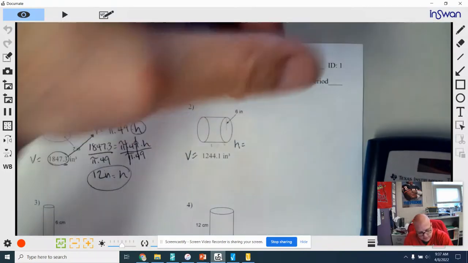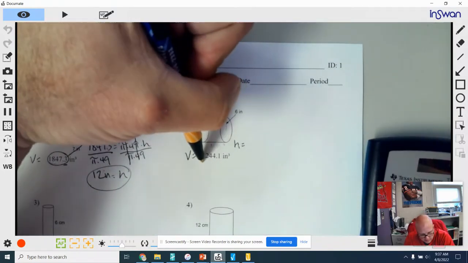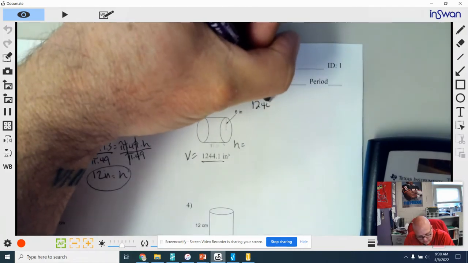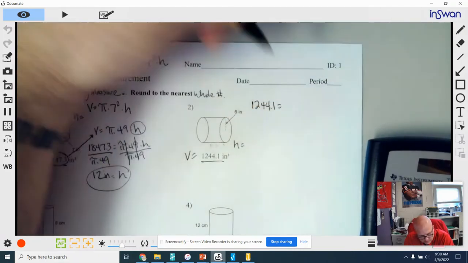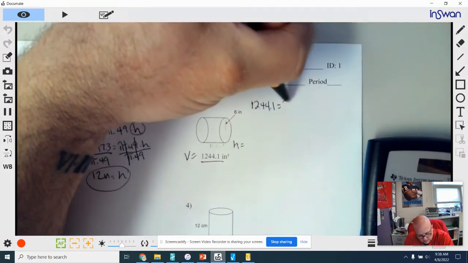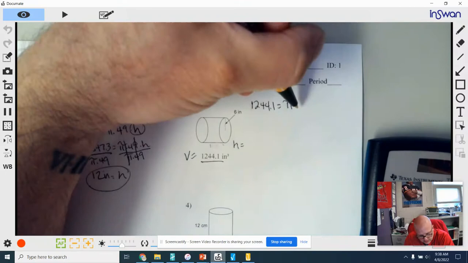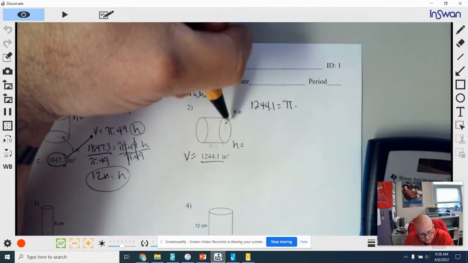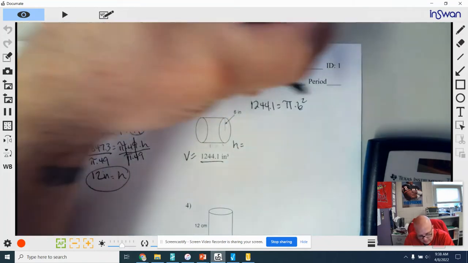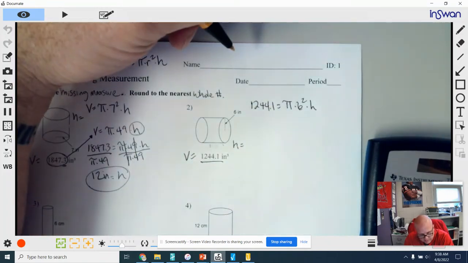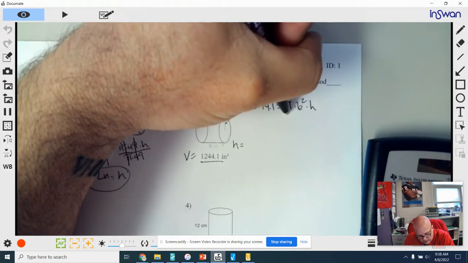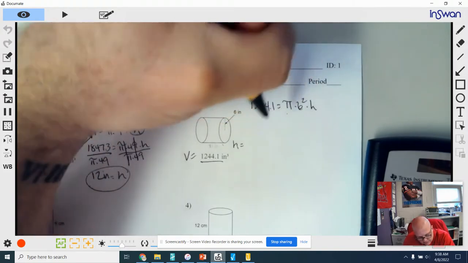So let's start off with our formula. This time we know the answer, so let's set it up right now. 1,244.1 equals, and then we've got pi times radius squared times height. So let's do our pi times, let's see what else we've got. We're given a radius, so 6 squared, and the height we don't know, so we're going to do it times h. Okay, so then what I want to do is go ahead and simplify that further.